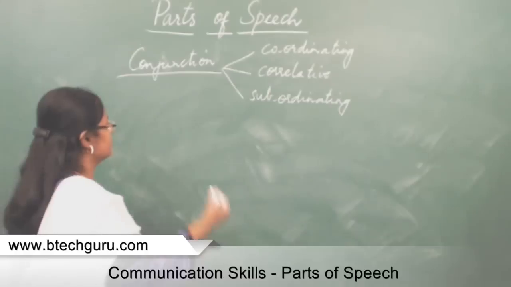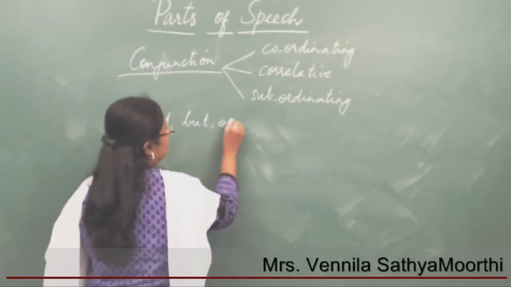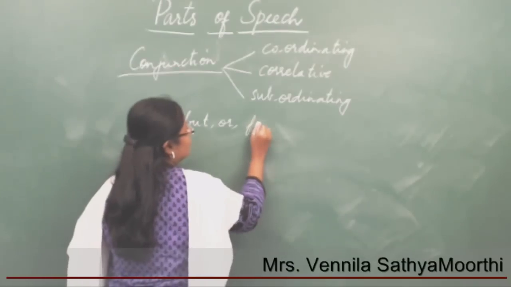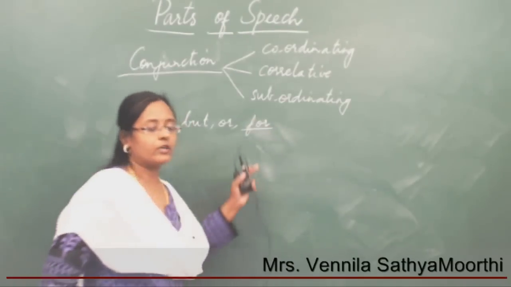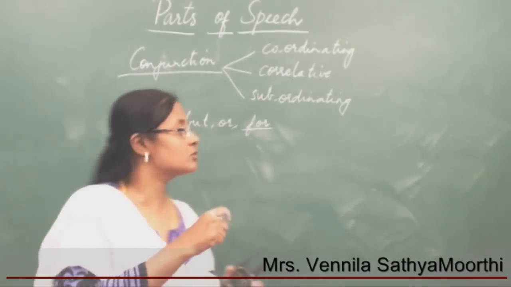The coordinating: and, but, or, for. See, for can function both as a preposition and as a conjunction. Again, it depends on the usage of the word for.